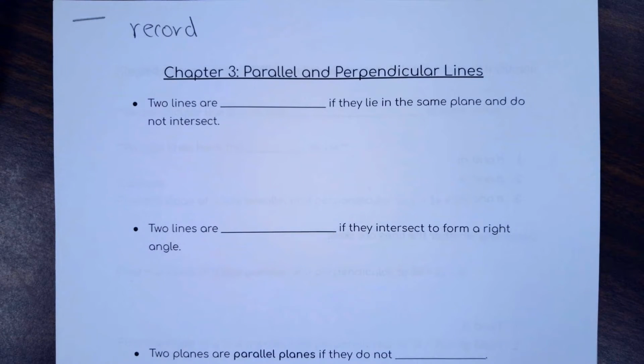Today we are going to start chapter 3, which is parallel and perpendicular lines. So today we're just going to kind of talk about a few different types of lines and planes, and then tomorrow we'll really get into parallel and perpendicular lines.